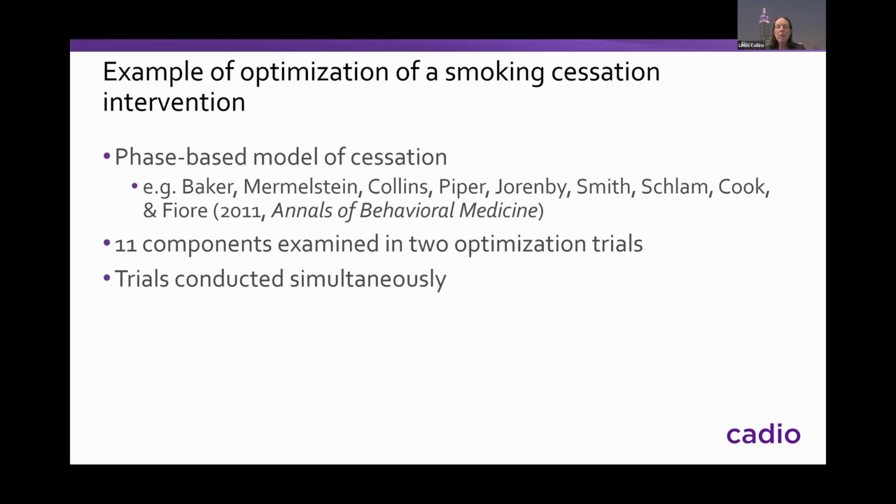This was a P50, so a relatively large study. We had 3 different projects, sort of the equivalent of 3 R01s working synergistically. And I'm going to talk about 2 of these projects here. We examined 11 components in 2 different optimization trials. These trials were conducted simultaneously in primary care settings, like doctor's offices in the Wisconsin area.